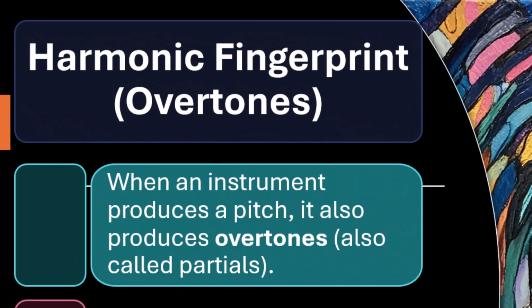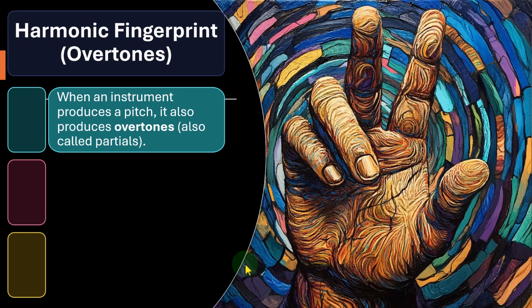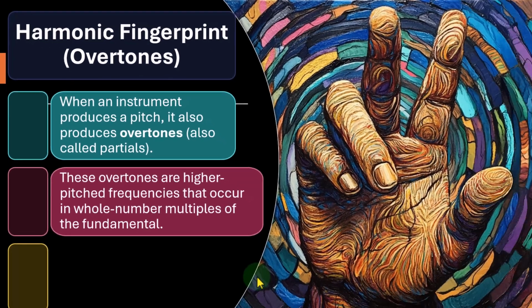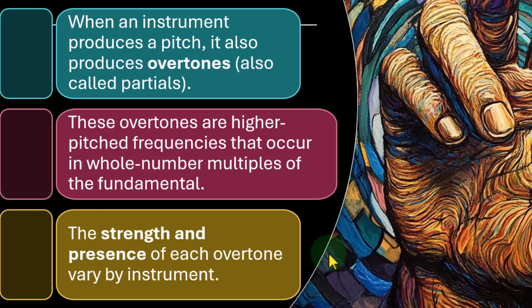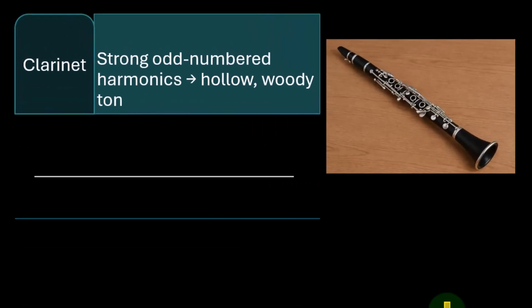Harmonic fingerprint, here's the overtones. We talked about this in a prior presentation, so I don't want to go into it in too much detail here. But when an instrument produces a pitch, it also produces the overtones. We have the analogy of dropping a rock in a pond. The primary fundamental, the big wave, is what happens in the air when we pluck the string. Then you have the overtones, the smaller waves that have some characteristics to them. These overtones are higher pitch frequencies that occur in whole number multiples of the fundamental. The strength and presence of each overtone vary by instrument, so that's the thing that's going to distinguish them.